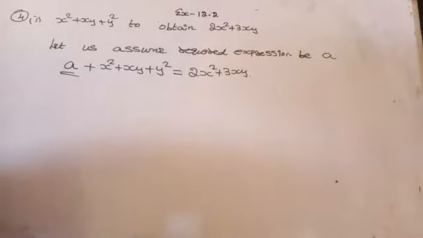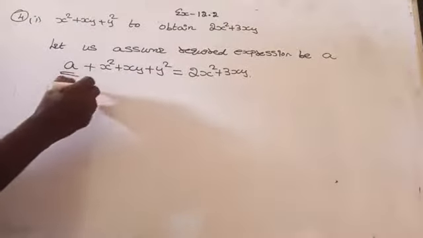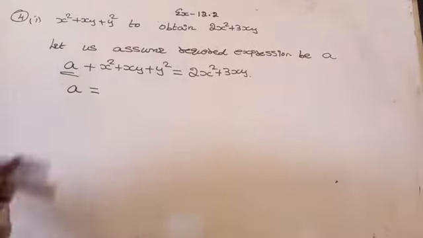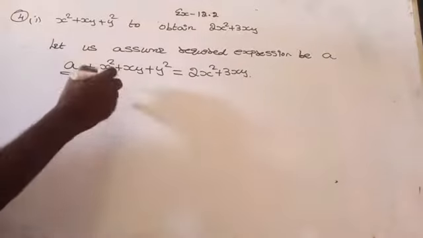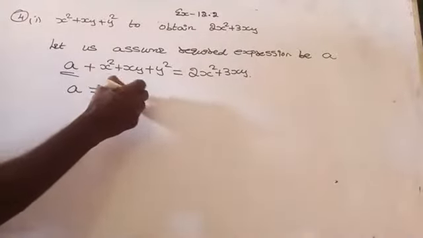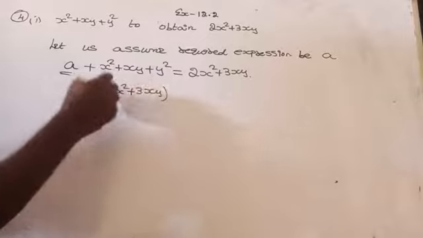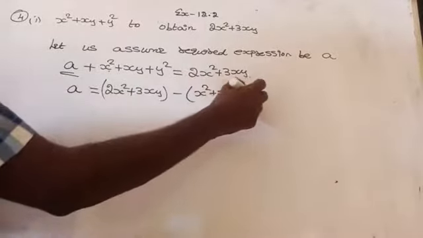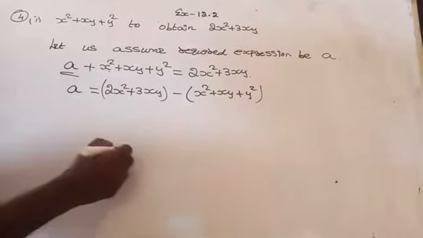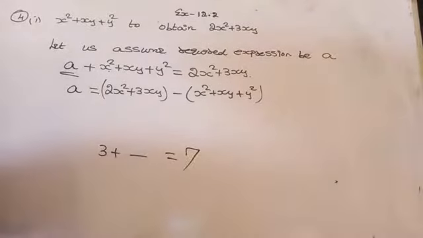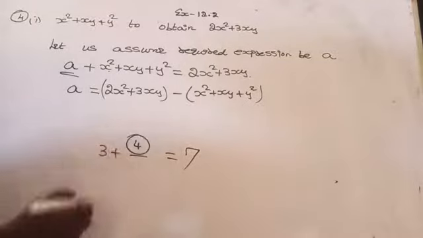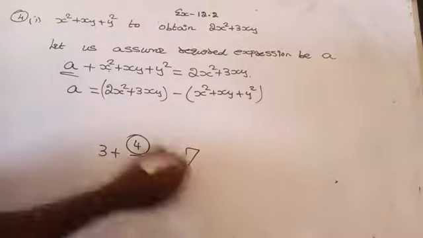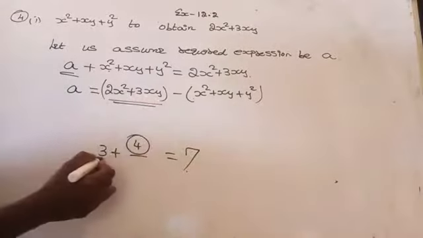Now tell me, what will you do? So that required term or expression will be subtracted from the result. That is 2x square plus 3xy minus of x square plus xy plus y square. Please remember, if the question is what should be added with 3 to get 7, 4 should be added. How did you get this 4? 7 minus 3 is 4. That is the result obtained minus the given number.